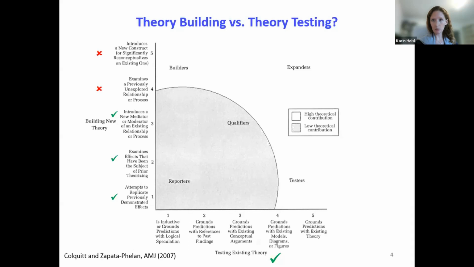Because what you normally use in order to build these new theories is, for example, an inductive approach, like a case study, or you use grounded theory. And then in most of the cases, you do not exactly know ex ante what to ask, and then a survey design comes to its limits.